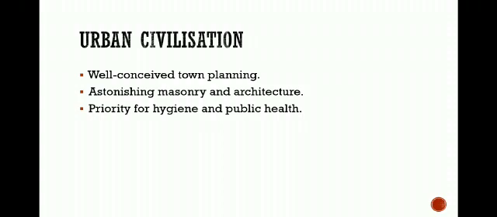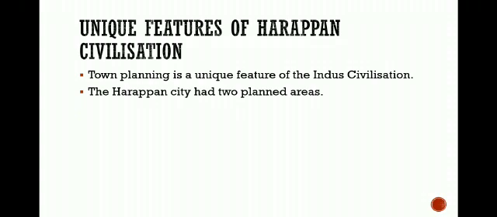There are some unique features in the Harappan civilization. So what is the unique feature? The town planning is a unique feature of this Indus civilization. The Harappan city had two planned areas. So what are the two planned areas? The upper town and the lower town.